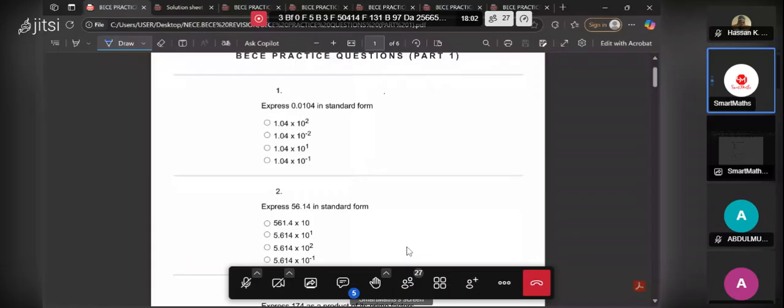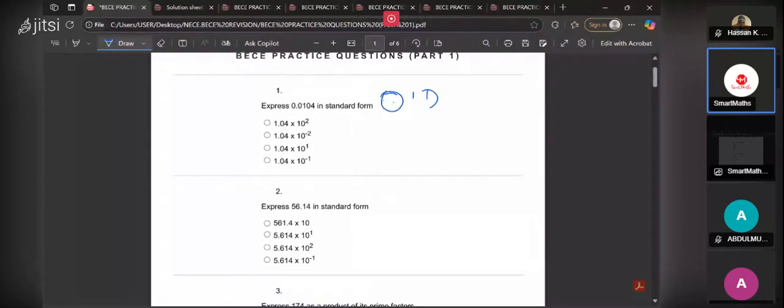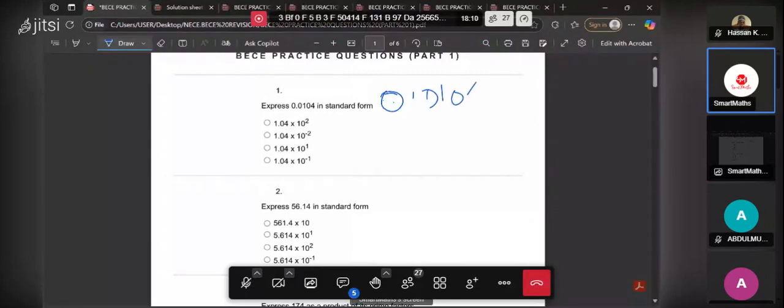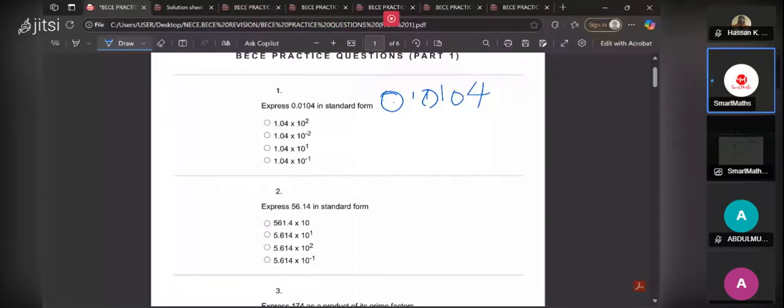0.0104. So we have 0.0104. All right. Now, what we are going to do is that these decimal points, your standard form means that you are expressing it as A times 10 raised to power n. A is a number that is in between 1 and 9, not up to 10. That is a single digit number.